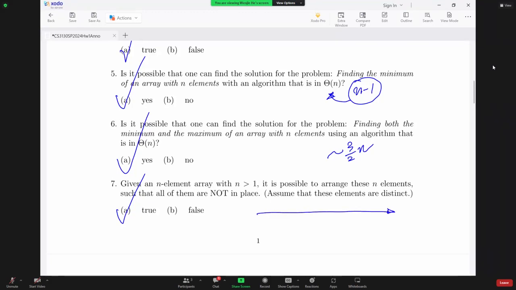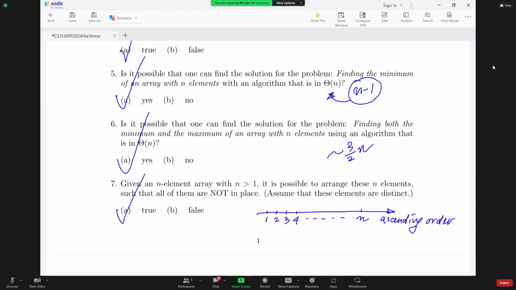When I start, I can assume I have an ascending order array. I have some ascending order array: 1, 2, 3, 4, with array elements in ascending order. We know all of them are in place, right? So it does not satisfy the condition.